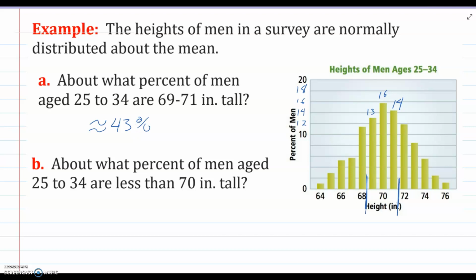And finally it asked, what percentage of men are less than 70 inches tall? Okay, so what I'm going to do is fill in everything that is less than 70 inches tall. And I filled in my approximation of the values there, and I add those up and I get roughly 39%. Now on those, I would have to have a certain amount of leeway, but at this point, I'm going to call it quits.